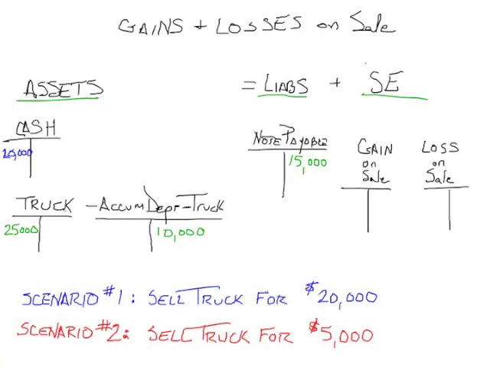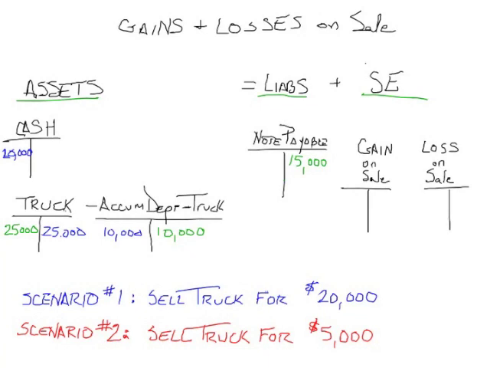Well, obviously, we're going to have to debit cash for $20,000 because we received cash. But now we have truck and accumulated depreciation still sitting on our books. We have to get rid of that. And how do we get rid of something that's sitting on our books? We zero it out by doing the opposite of what's sitting on it. So we are going to credit the truck account for $25,000, which zeroes it out, and we're going to debit the accumulated depreciation for the truck by $10,000. Those are both zeroed out.